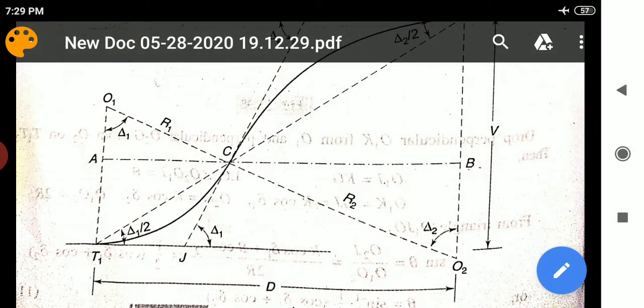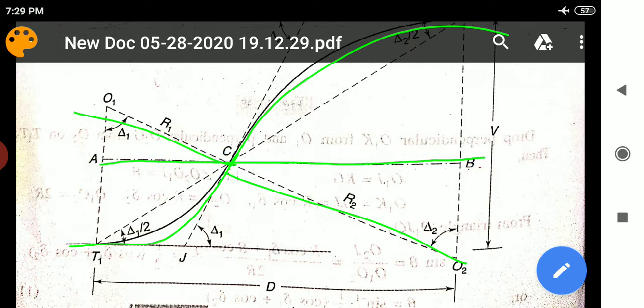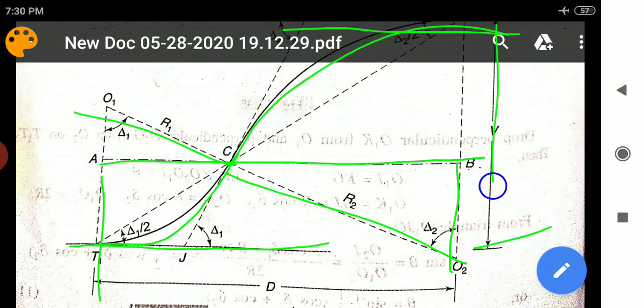In this case, the first arc is T1C and the second arc is CT2. Okay. And CO1 is radius R1 and O2C is the second radius R2. Okay, this A and B make a horizontal line, and T1J is a straight parallel, and the upper one is also a straight parallel. Okay, and from T1 to O2 it is a distance, and from this point to this one is V.